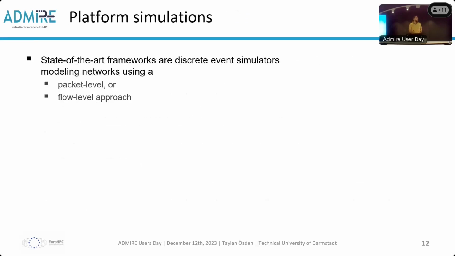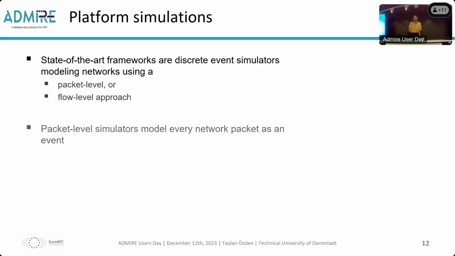Okay, so going to the architecture of Elastisim, I would like to shortly introduce some platform simulation background. Usually state-of-the-art frameworks are discrete event simulators that model networks, and they use either a flow-level approach or a packet-level approach. Packet-level simulators model every single packet in the network, and as you can see, this can get quite resource intensive, as there are a huge number of packets being fired as events in the discrete event simulation.